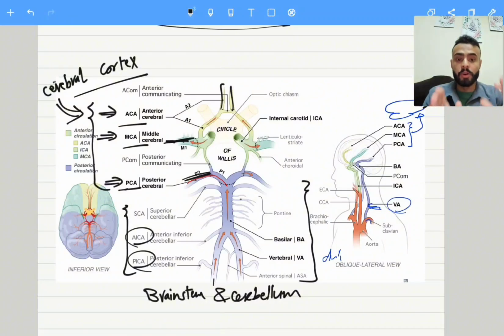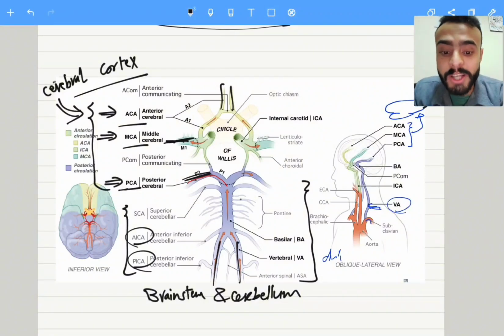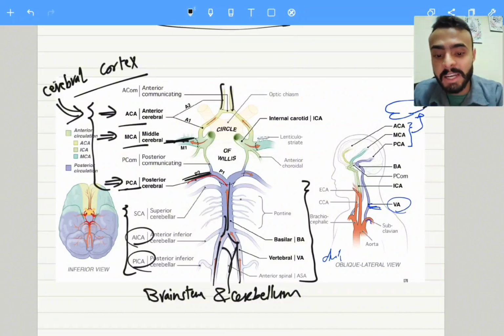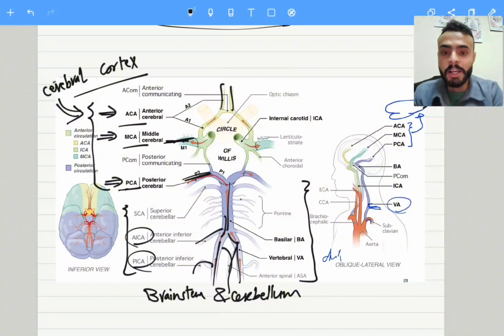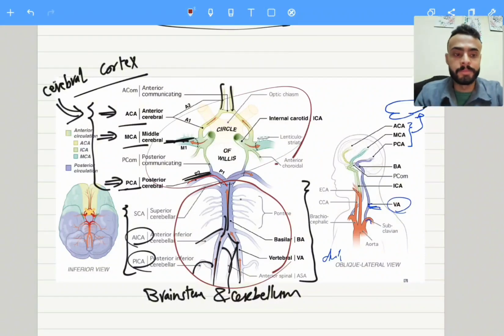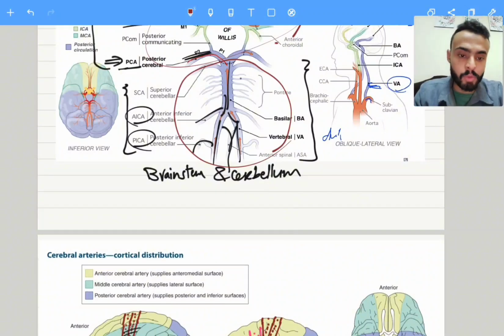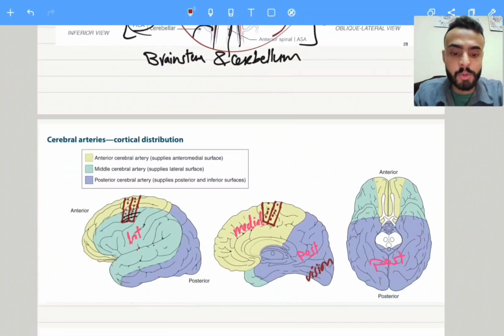And vertebrobasilar circulation, the one related to our cerebellum and brainstem. Cerebellum and brainstem. Two vertebral arteries will join to form the basilar artery, and down they give the anterior spinal artery. Laterally they give PICA and AICA. So this covers our brainstem and cerebellum, this area, and this covers our cerebrum. This is a brief introduction for anatomical vasculature.